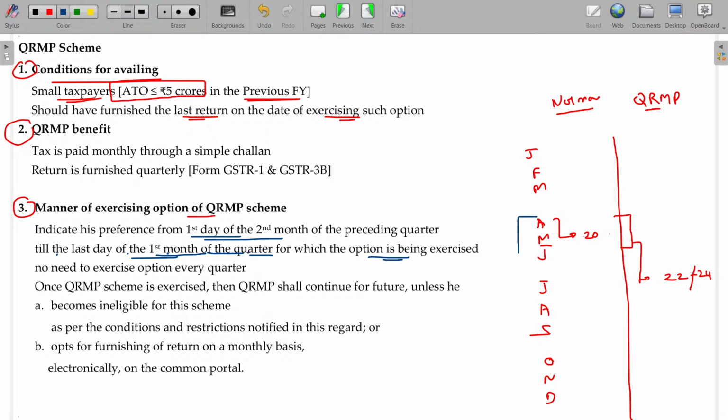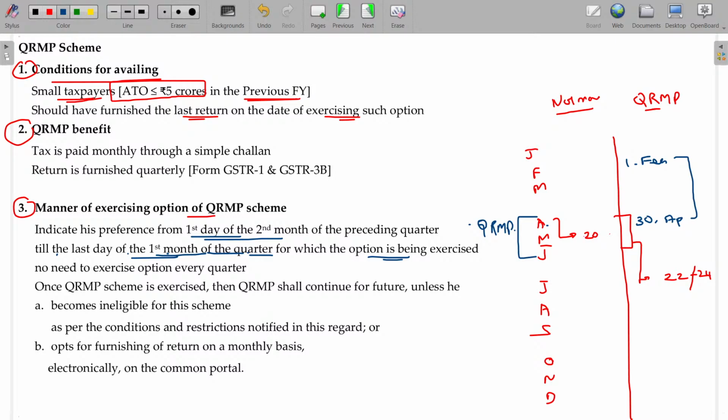So, to enjoy the QRMP scheme in this quarter, indicate this preference from the first day of the second month of the preceding quarter, that is, 1st February of the earlier quarter, till the last day of the first month of the quarter for which the option is being exercised. First month of the quarter, 30th of April. Within this period, he has to intimate, sir, I want to go for the QRMP scheme.